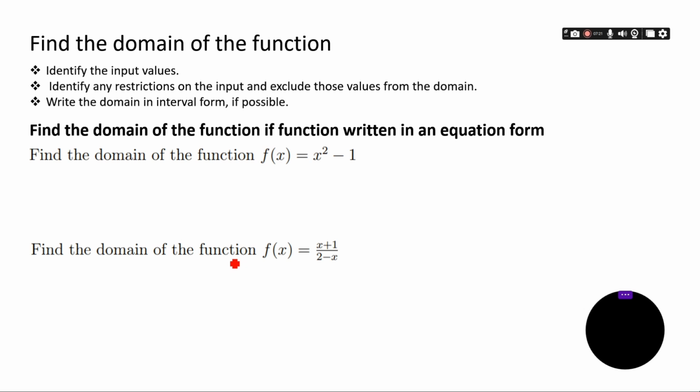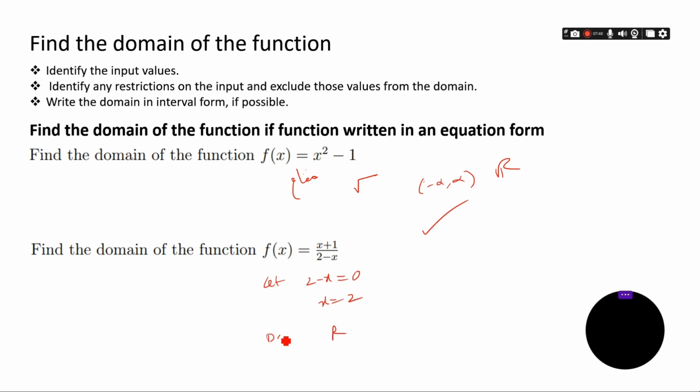So find the domain of the function. Domain means the suitable values for x for which f of x is defined. Here there is no denominator and no square root, so all numbers, minus infinity to infinity, are real numbers. It's okay. But here there is a denominator, so it should not be equal to 0. If it is 0, then x is 2.